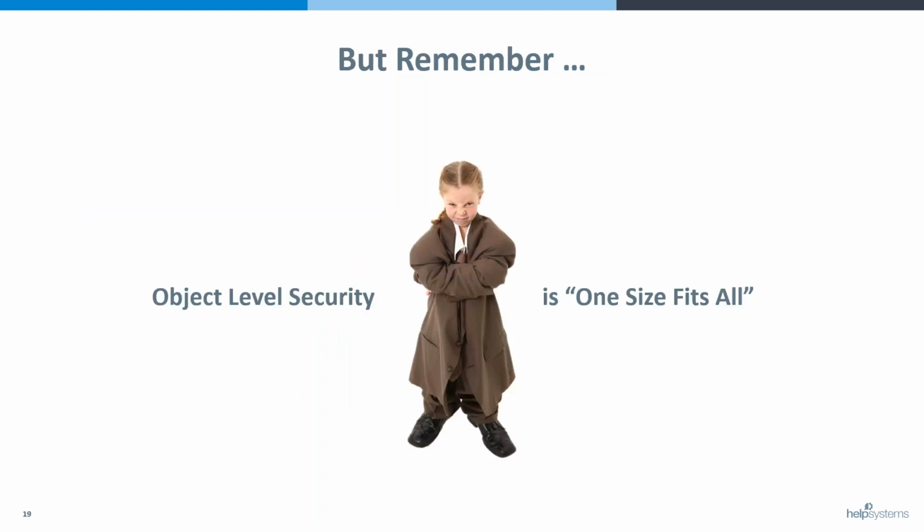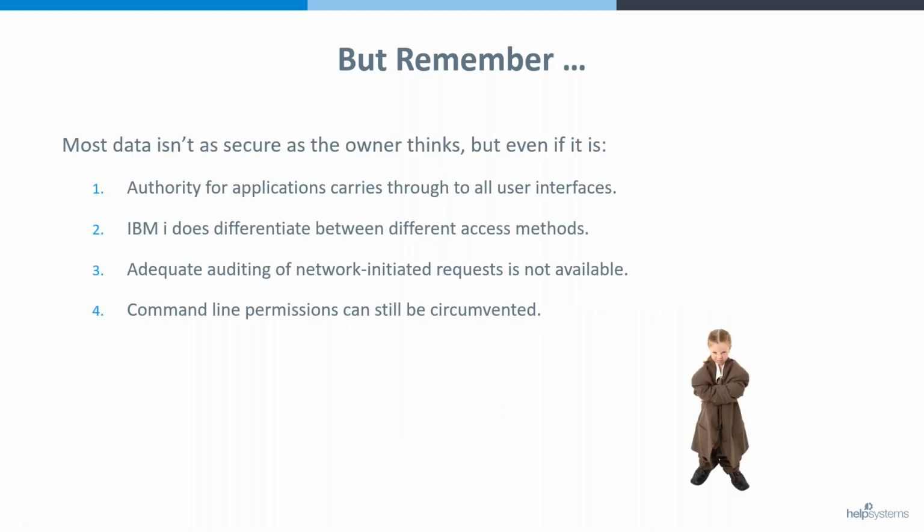The thing we have to remember, however, and this is a wake-up call for those people that have engaged in object level security, is that it tends to be a one-size-fits-all control or mechanism. What do I mean by that? Well, while most data isn't as secure as the owner typically thinks it is, if a customer does come and they can prove that they have good object level security, we have to consider these four considerations.